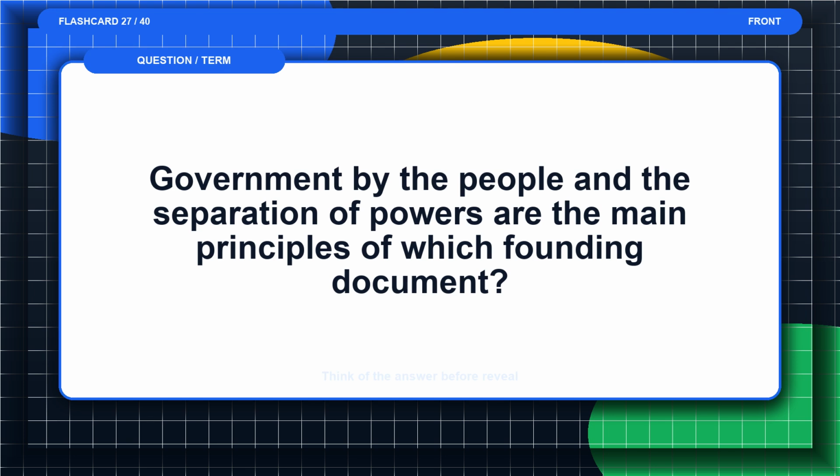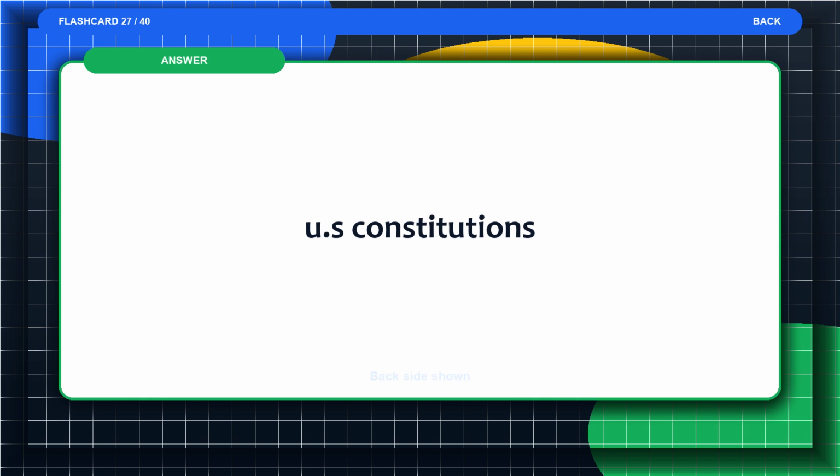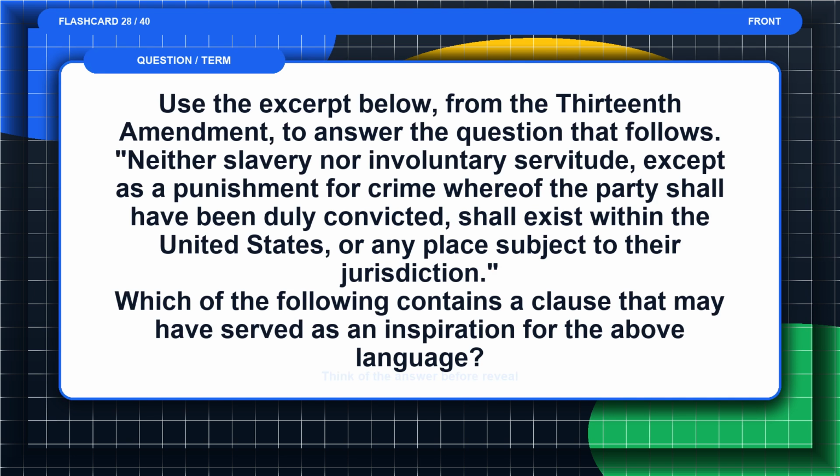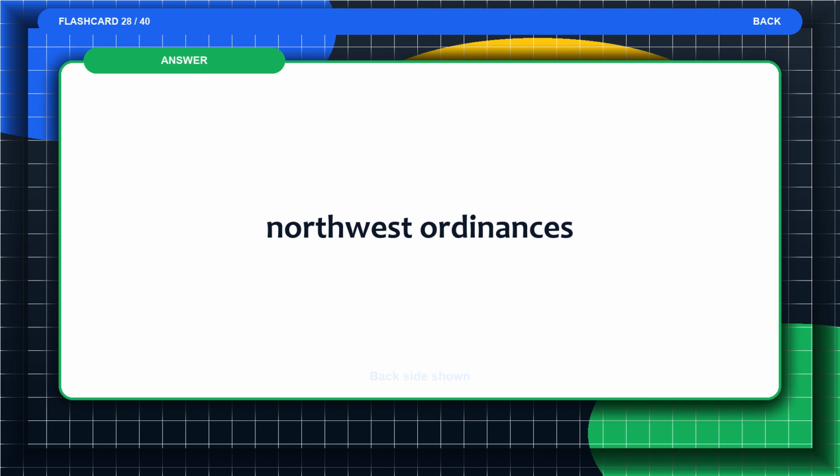Flashcard 27. Government by the people and the separation of powers are the main principles of which founding document? Think of the answer before the reveal. The answer is U.S. Constitution. Flashcard 28. Use the excerpt below from the 13th Amendment to answer the question that follows. Neither slavery nor involuntary servitude, except as a punishment for crime whereof the party shall have been duly convicted, shall exist within the United States or any place subject to their jurisdiction. Which of the following contains a clause that may have served as an inspiration for the above language? Think of the answer before the reveal. The answer is Northwest Ordinance.